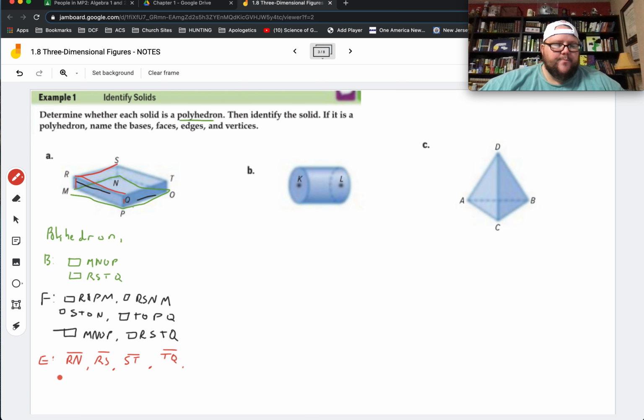Then we'll do our going downs here. So we have RM. We have SN. We have TO. We have QP. And then we'll do these ones. MP. We have PO, we have ON, and we have NM.